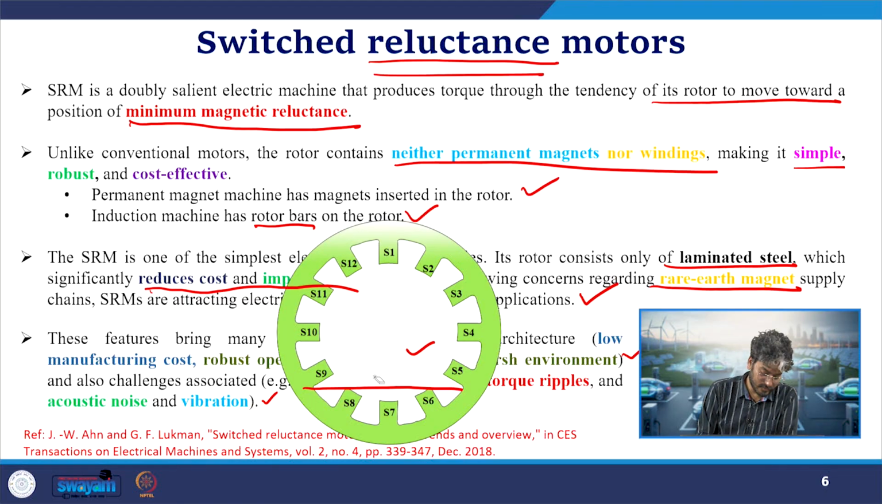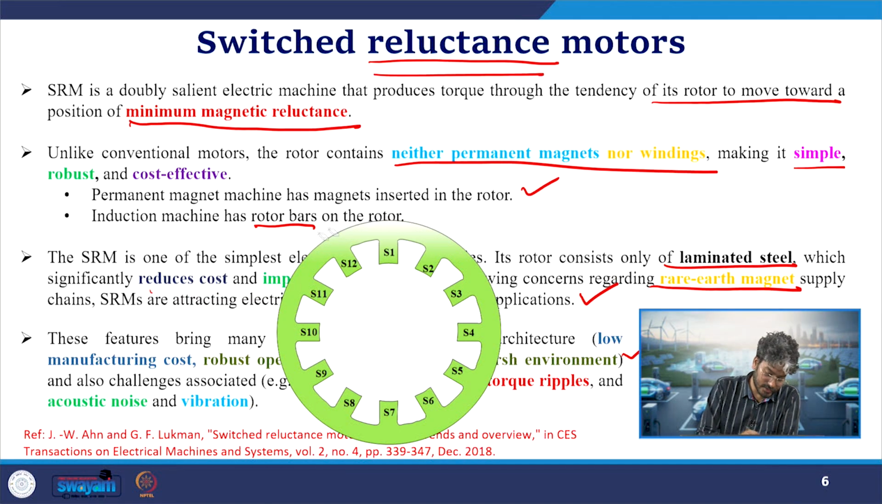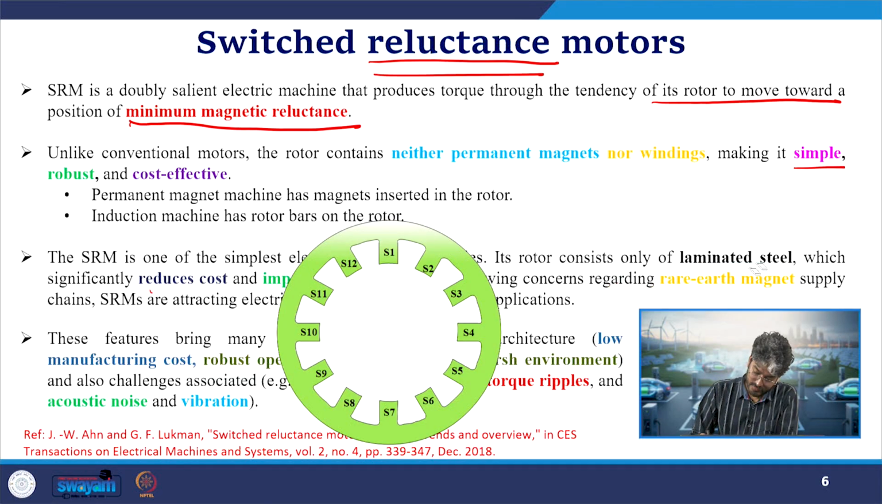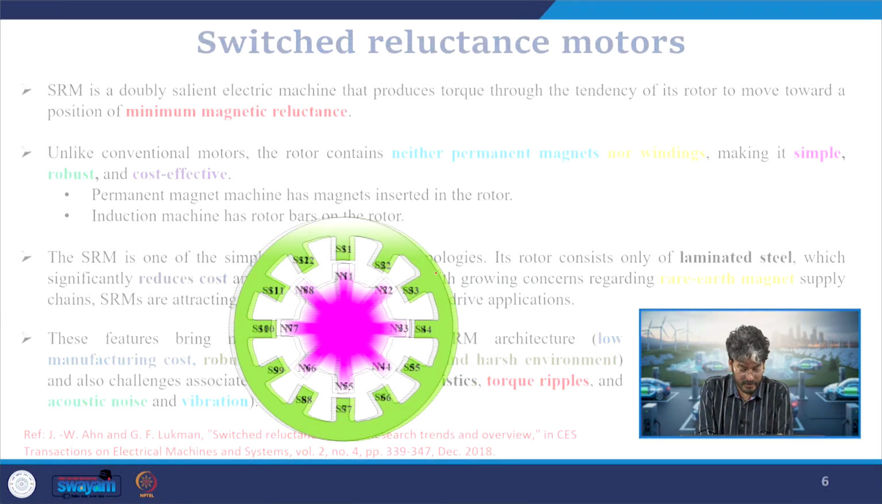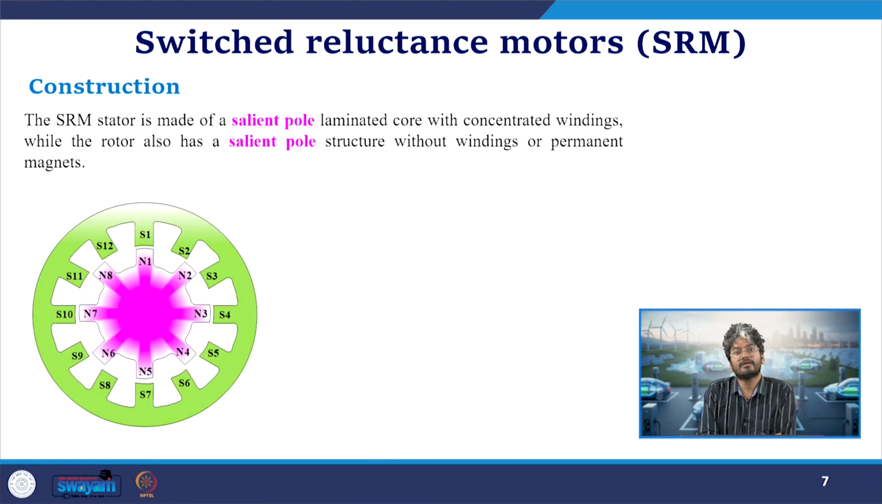Let us see what the structure of our SRM will be. As an example, here we have a 12 pole stator configuration, and we have a rotor structure. Here, if you see double saliency, what was double saliency? The air gap on the stator side is not uniform, and on the rotor side also it is not uniform. Construction wise, it has saliency on both the rotor and the stator.